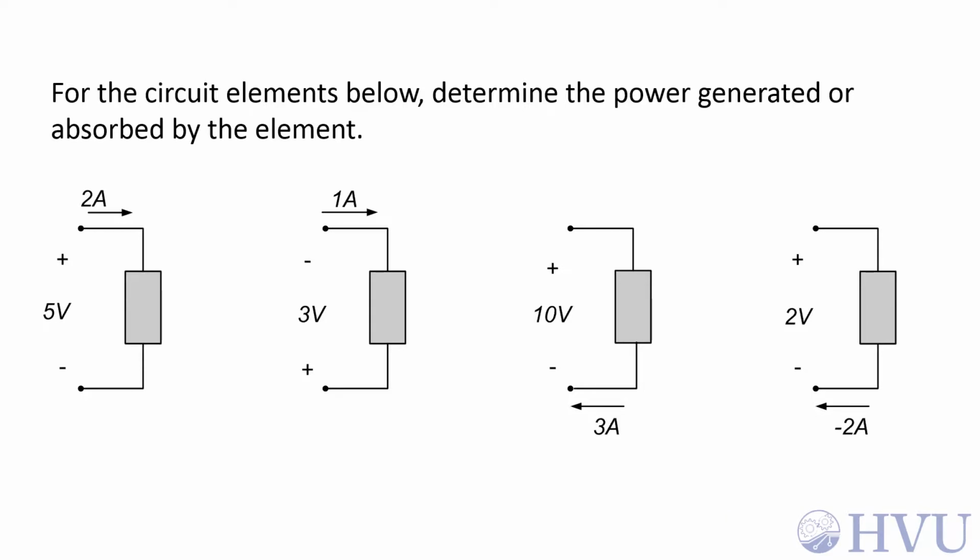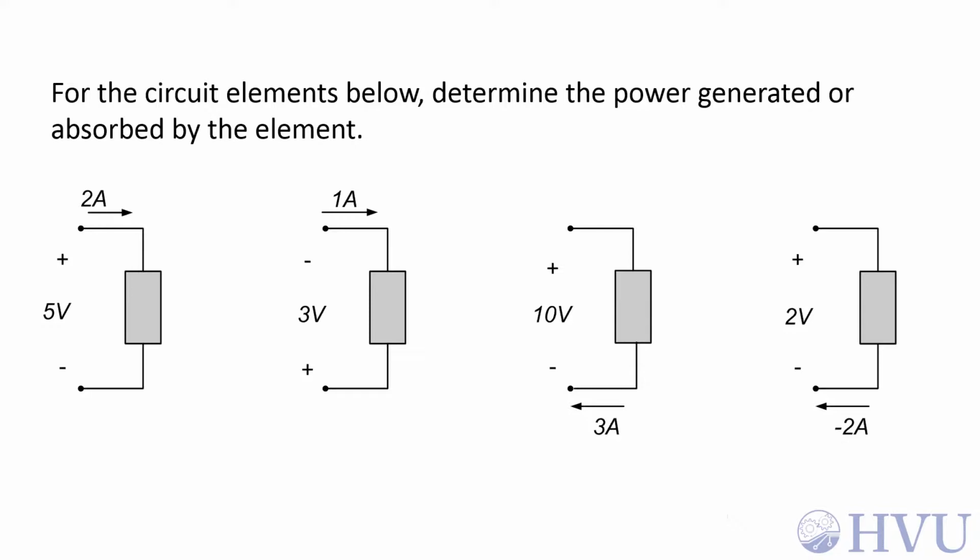We need to determine the power generated or absorbed by each of these elements given a voltage and current combination. Now, the sign on the power is determined by the relative signs between the voltage and the current. If the current enters the positive voltage terminal, if it agrees with the passive sign convention, the power is positive. If the current enters the negative terminal, or if the actual current and polarity are opposite of the passive sign convention, the power is negative.